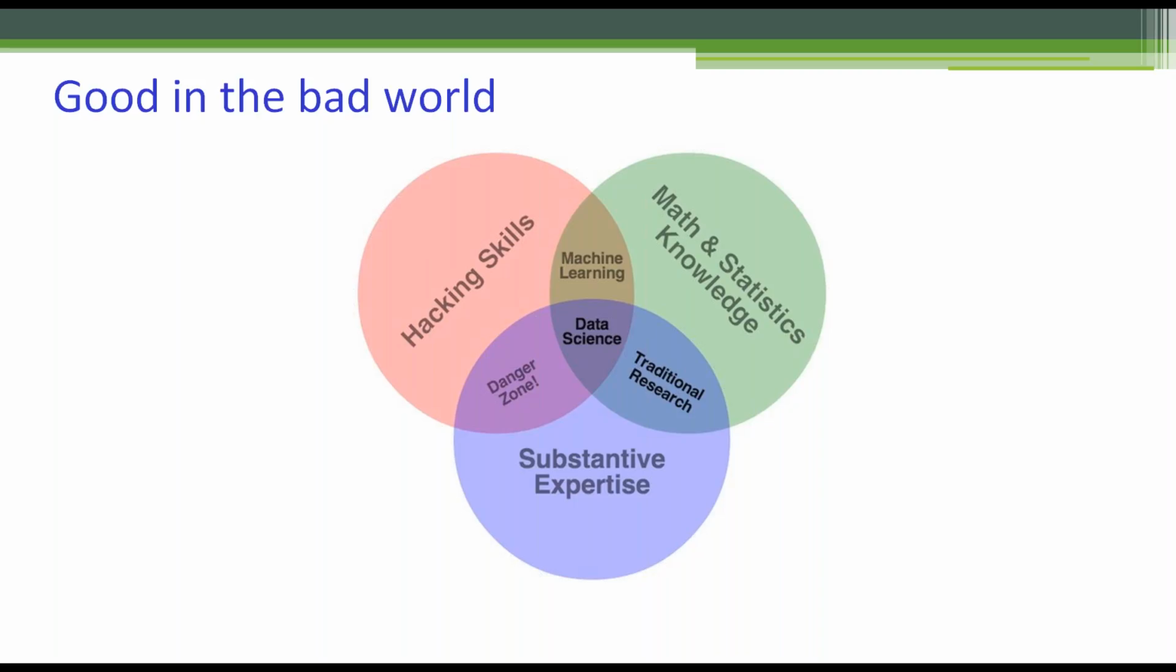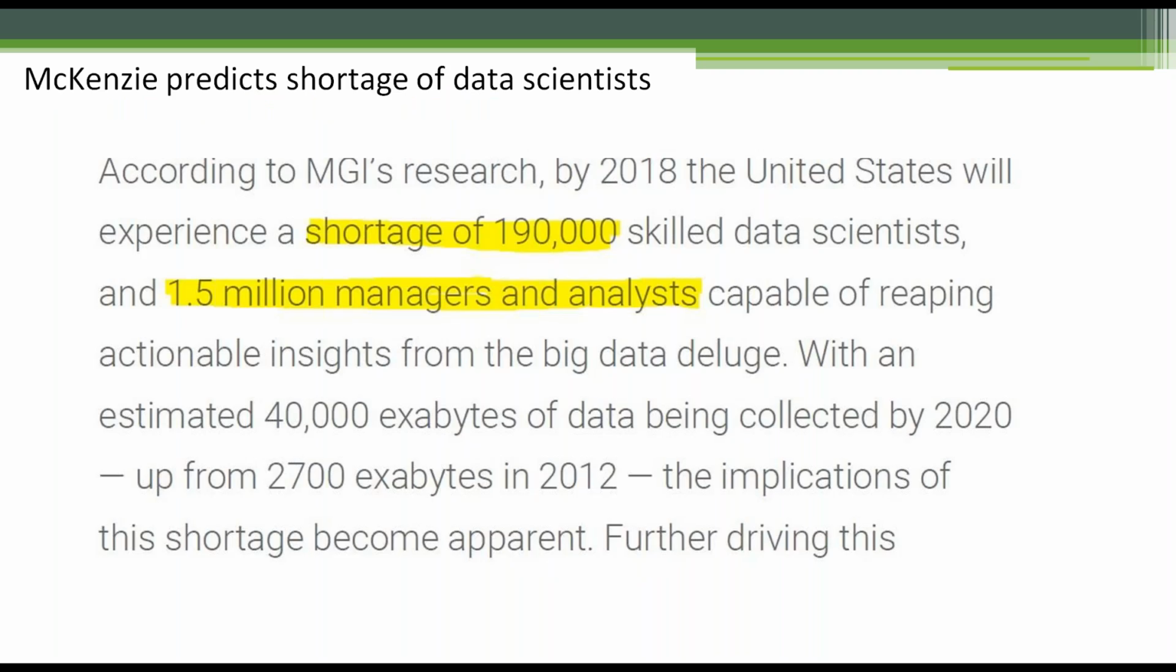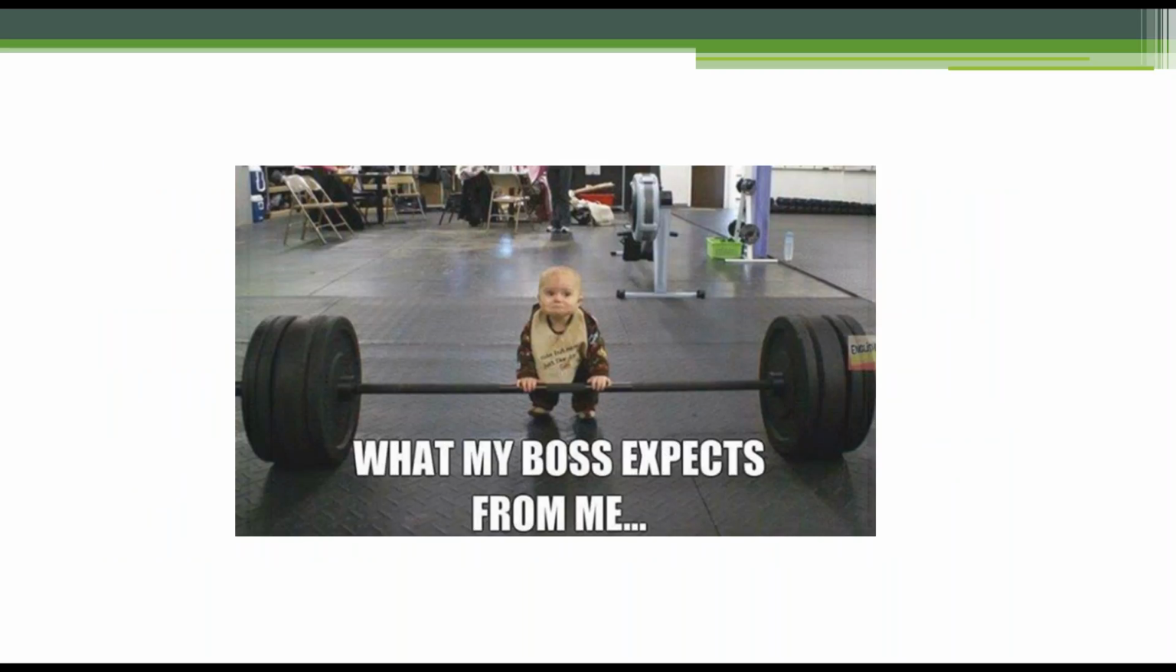Once you do that, you should be able to address what McKinsey is talking about: a shortage of 190,000 data scientists, and 1.5 million managers or analysts are also needed. But as with every boss, my boss too, they expect miracles to come out, right?